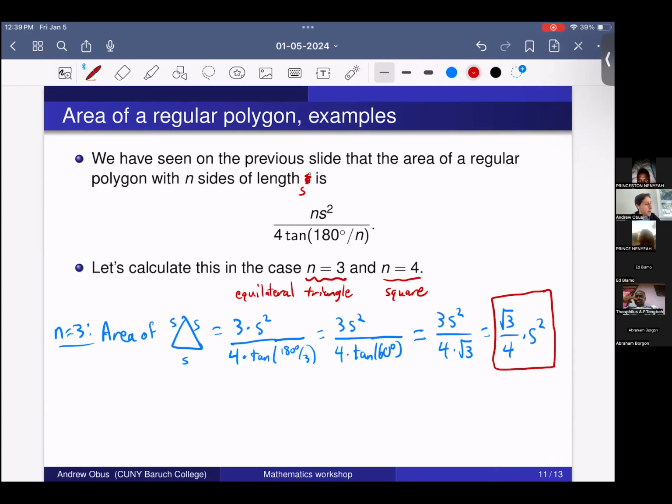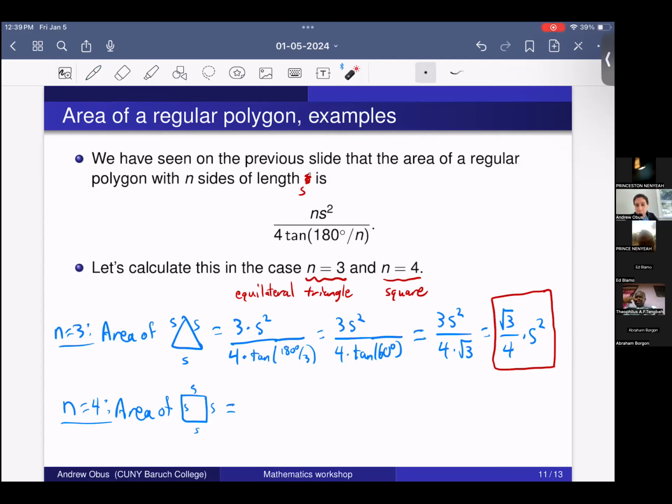Okay, so that's what happens when n equals 3. What about when n equals 4? This is the area of, well, this is the square with side length s. You already know what the area of this is. It should be s squared. So let's make sure our formula works. Let's make sure we're not getting a bad answer.